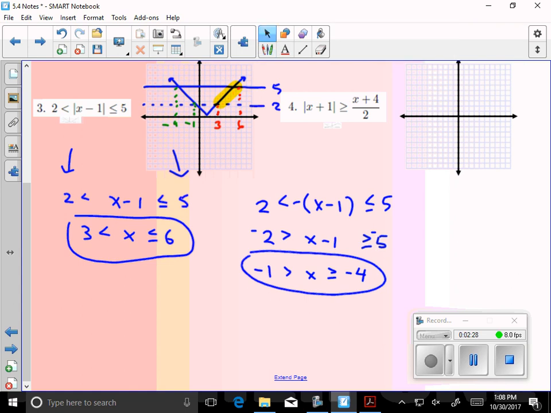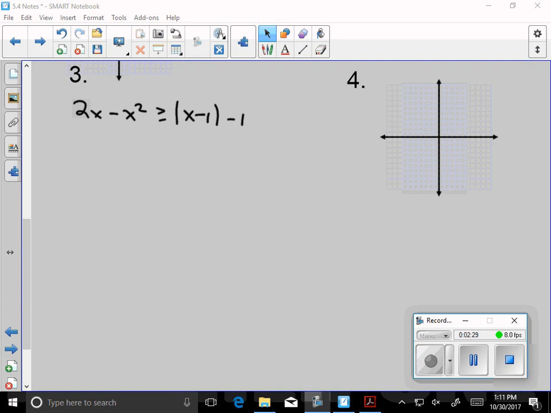You're welcome, Caillou. Let's roll with some new material here, folks. We're going to go with number 4. And number 4, I've moved some things around a little bit, is 2x minus x squared greater than or equal to the absolute value of x minus 1, minus 1. Is that ugly? Yeah, it's ugly. But really, all I want to do is make one side equal 0, and then I'm going to work with that.